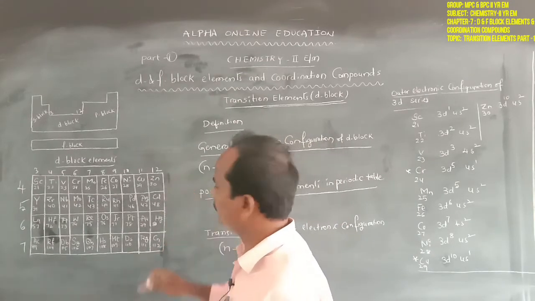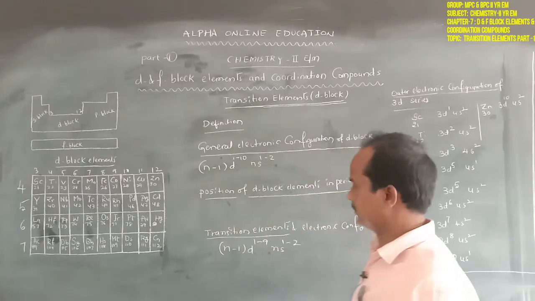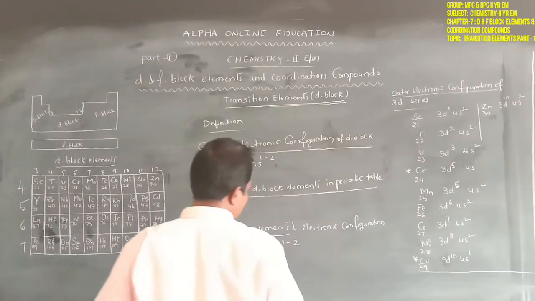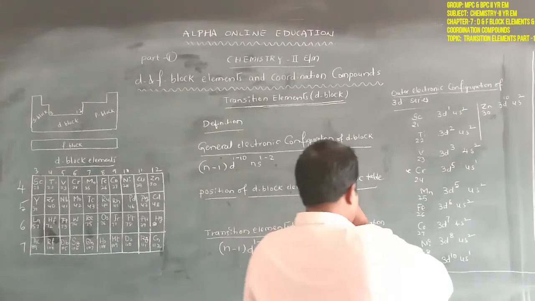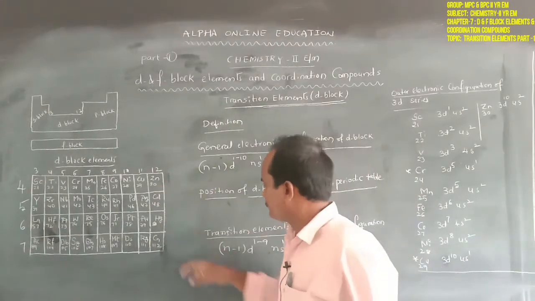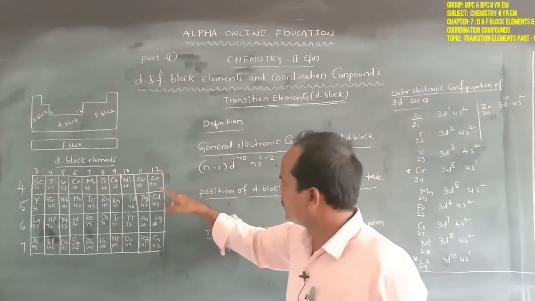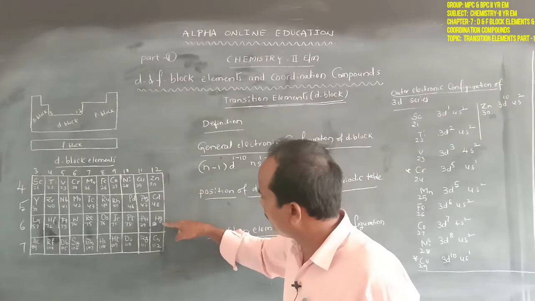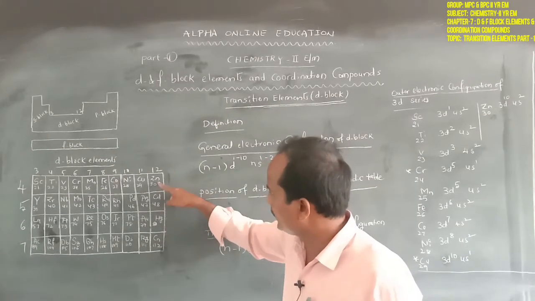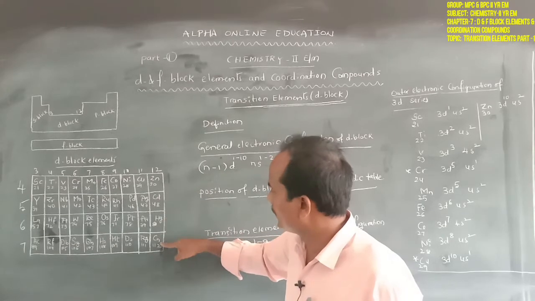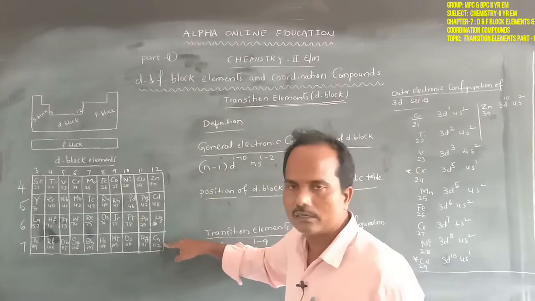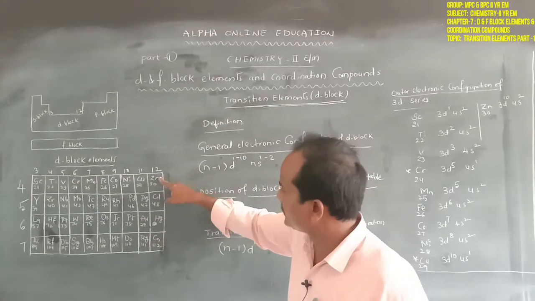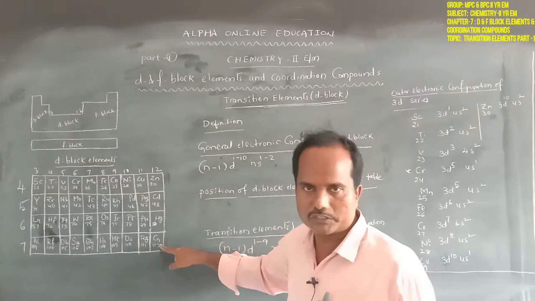Yes, it is having d10 electron configuration. Zinc, cadmium, mercury, copernicium: these elements are d block elements but not considered as transition elements.